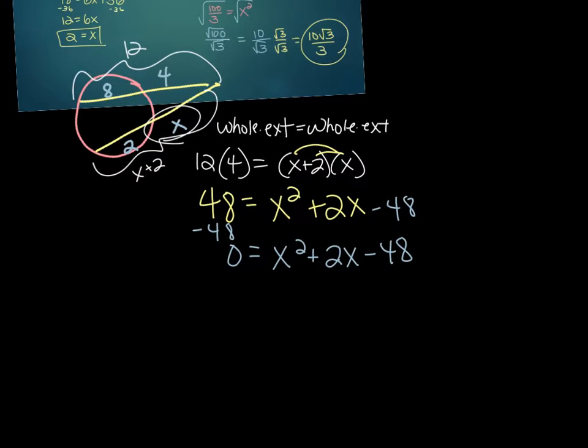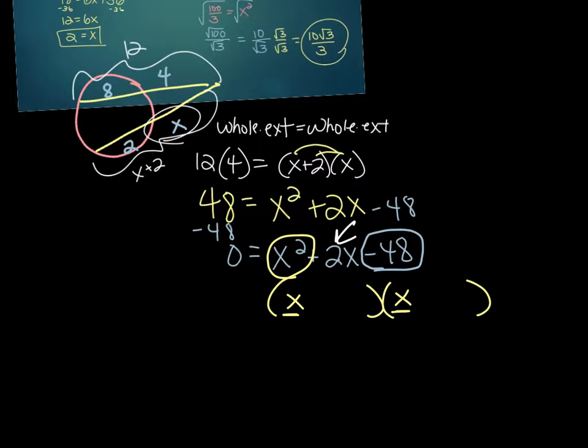Now I want to factor it. So I set up 2 parentheses. The first space in each parentheses is the factors of the first term. So what 2 things multiply together to give you x squared? X and x. The last number is the 2 factors that multiply together to give you this negative 48, in this case, that add up to positive 2.